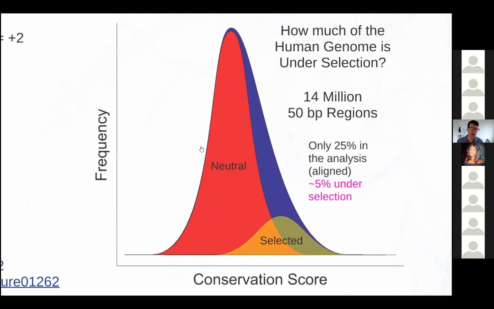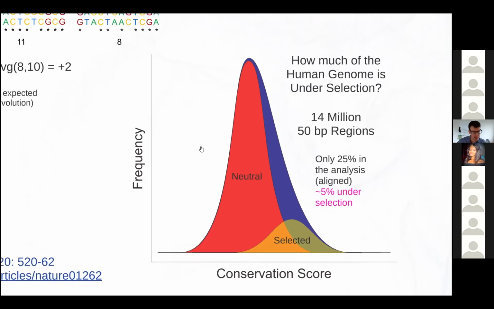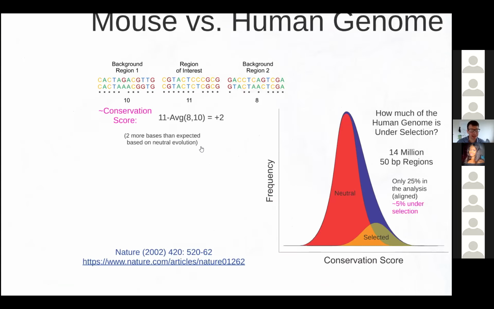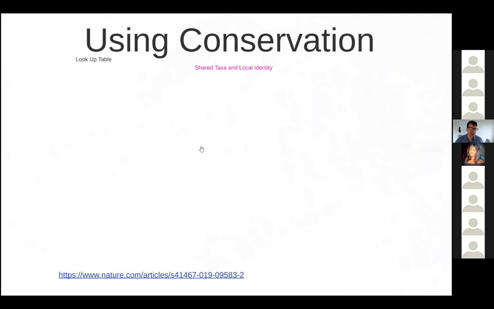Honestly, this way of calculating the conservation score, it's a little bit harder to get at positive selection. But if you had many different individuals, instead of just one human genome and one mouse genome, you would have a better time calculating. But yeah, great point. Okay. And this is a 2002 article, a little dated. Okay, so we talked a little bit about conservation.